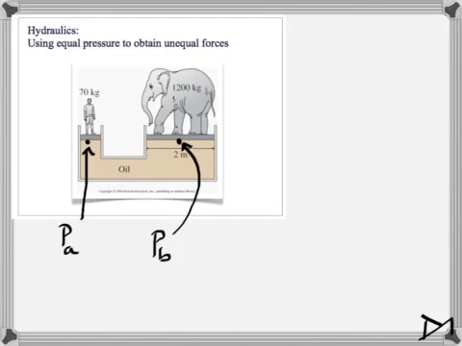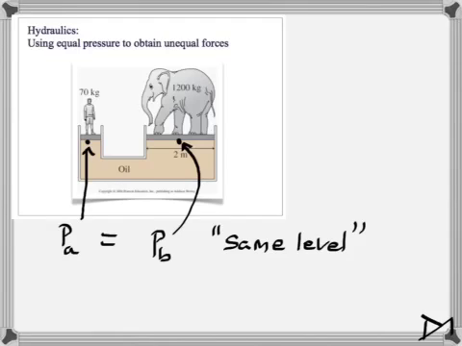Right below the platform that the person and the elephant are standing on is a pressure A and a pressure B. Pressure A connects the platform to the fluid, and pressure B connects the platform underneath the elephant to the fluid. What do we know about pressure A and pressure B? That they are equal, because they're at the same level in the fluid. So the pressure at the same level in the fluid must be the same.